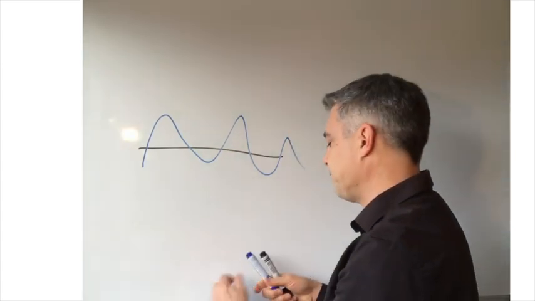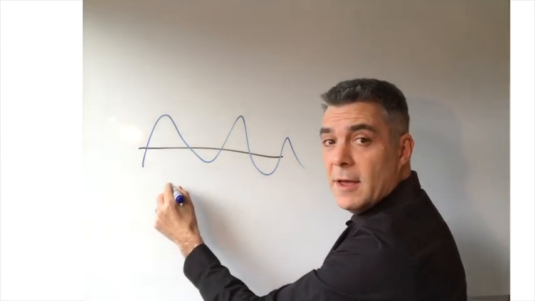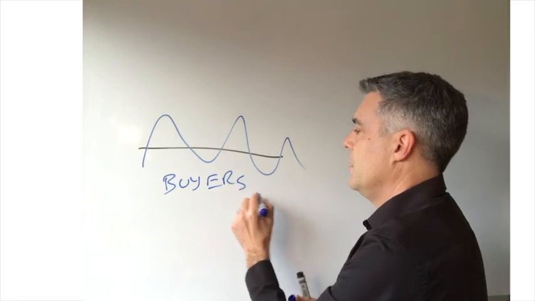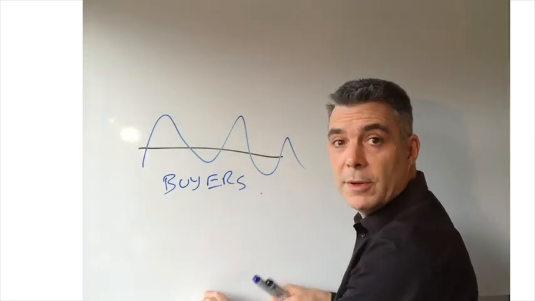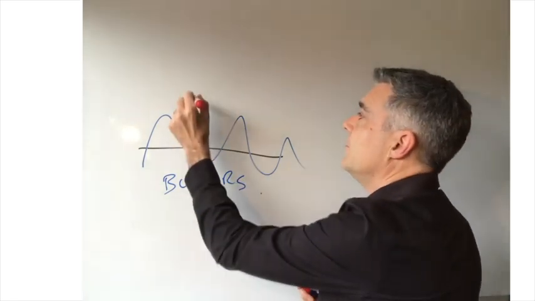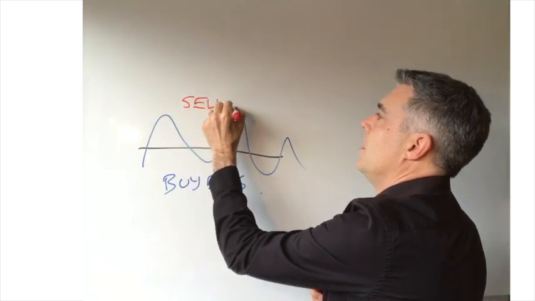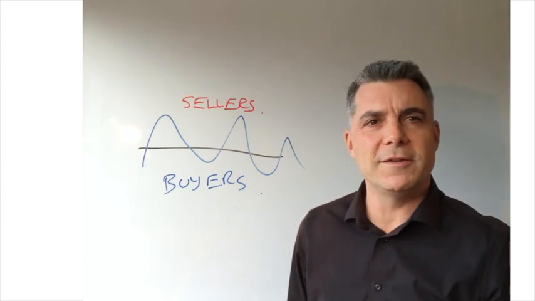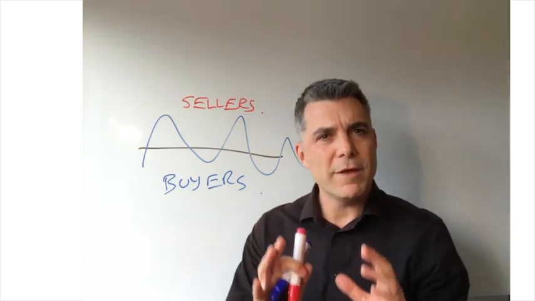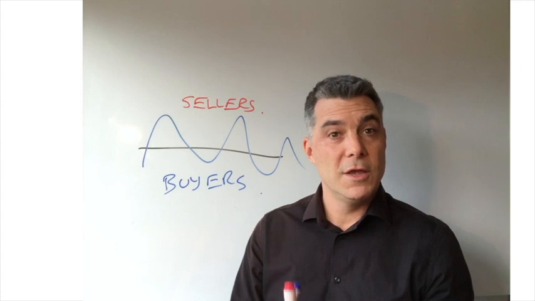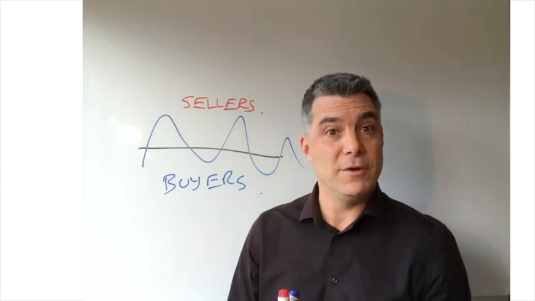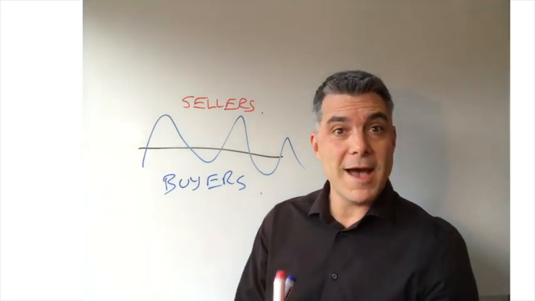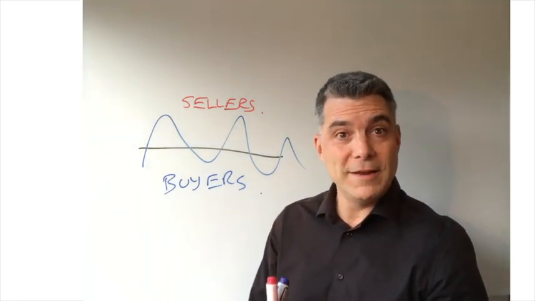At the bottom here you have buyers, and at the top you have sellers. This is fundamental to trading, just understanding this, because whatever time frame you're looking at, you're looking at the interaction between buyers and sellers, and where they're finding value.